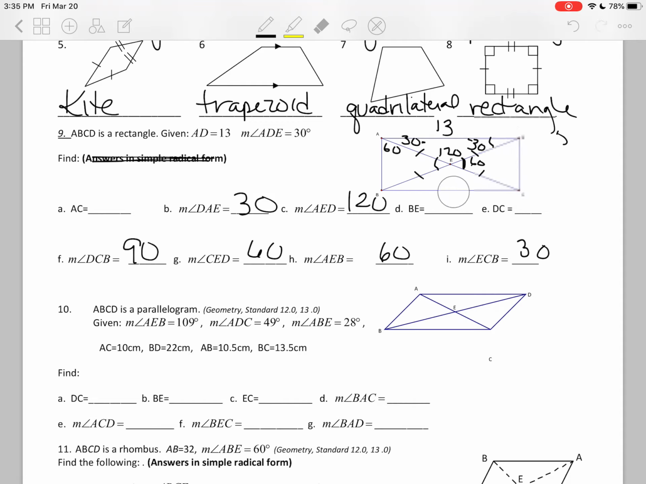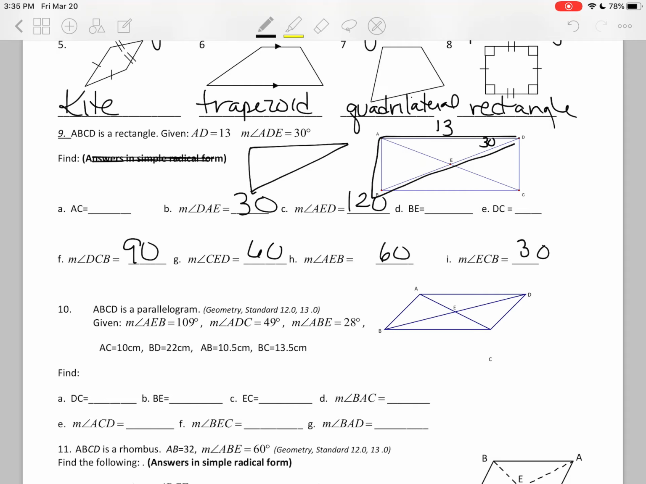Now, we're going to find the sides. So I'm going to erase this stuff here. To find the sides, we're going to need to use some trig. And I know that this angle right here is 30. So I'm going to use this triangle right here, and I'm going to just draw it off to the side. This is 13, this is 90, and this is 30. Now I'm going to use my trig to find x and y.